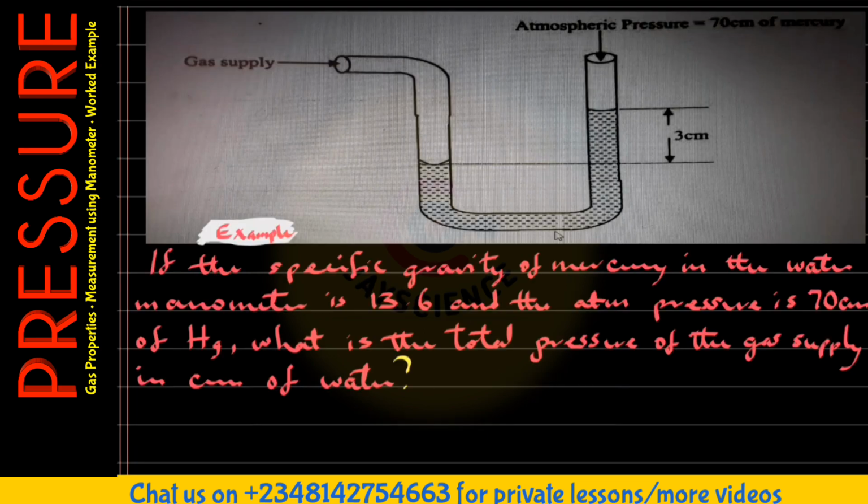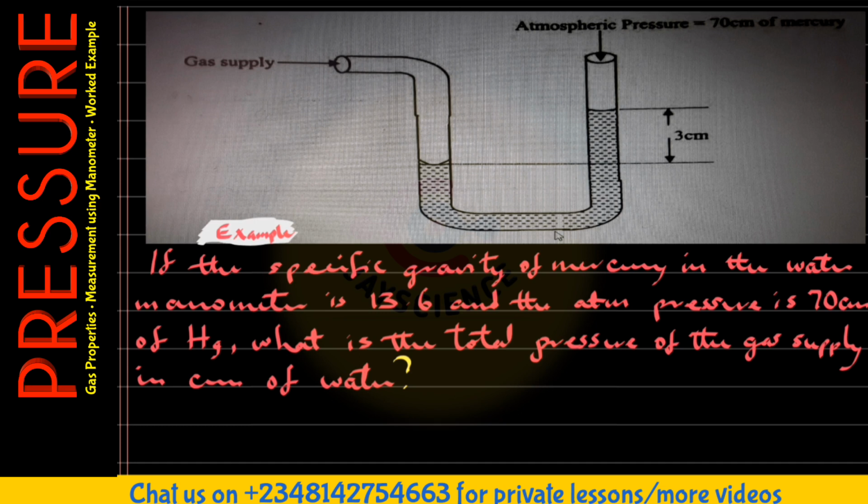I have a question here. It says if the specific gravity of mercury in the water manometer is 13.6 and the ATM, that's atmospheric pressure, is 70 centimeters of mercury, what is the total pressure of the gas supply in centimeters of water?